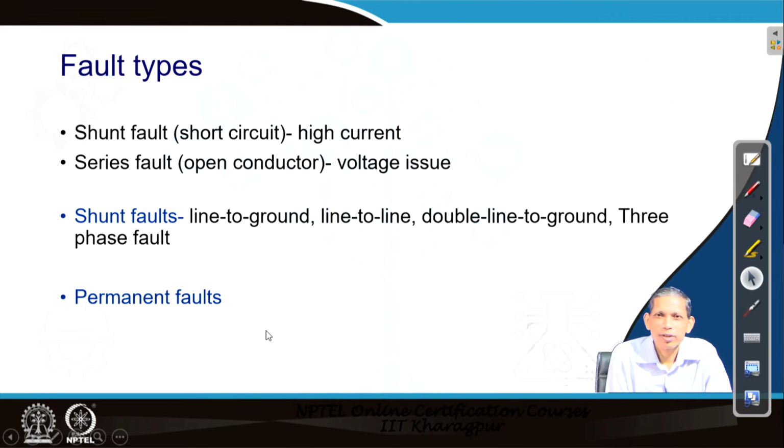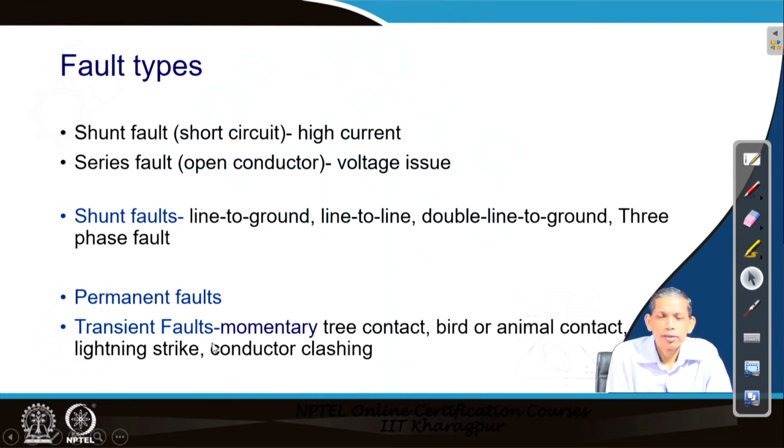Permanent faults, a dead short circuit. There is another category called transient faults, like a tree touching and coming back, or a bird or animal intervention, that becomes a momentary short circuit in the system.